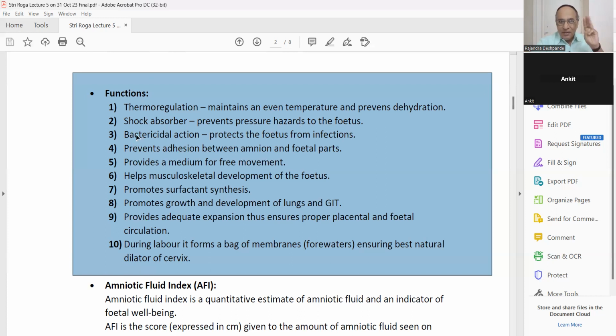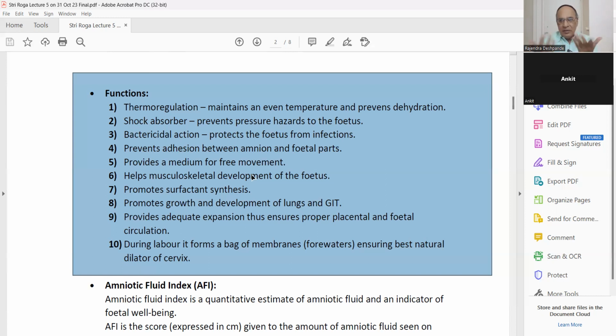Third function, bactericidal action. Protects the fetus from infections. Next, prevents adhesion between amnion and fetal parts. Adhesion on contact together of the organs and the amniotic sac. Then provides a medium for free movement. I have already explained to you, swimming. Baby is swimming in the amniotic fluid. That is the medium for free movement.